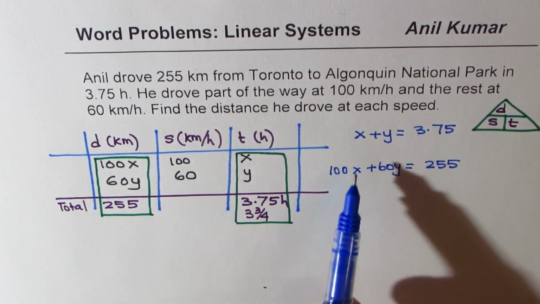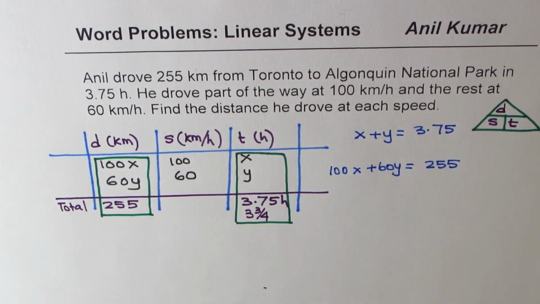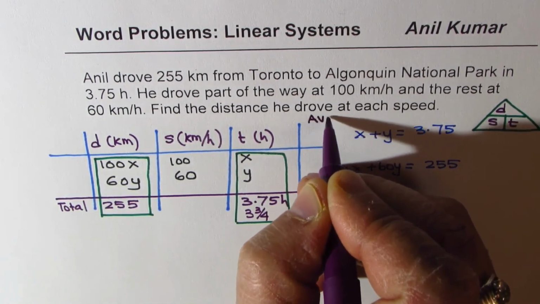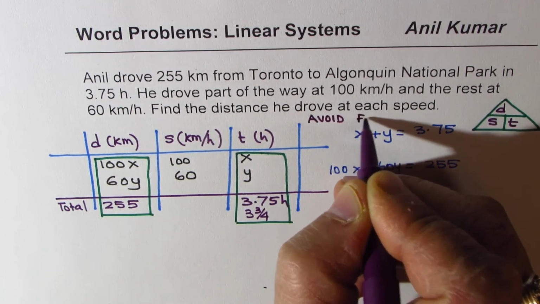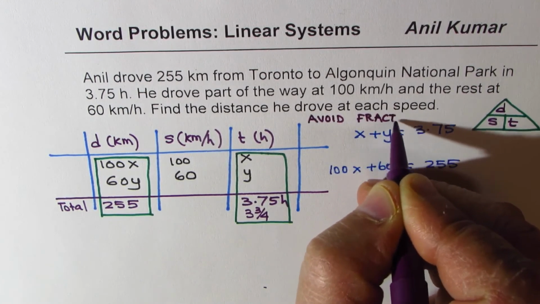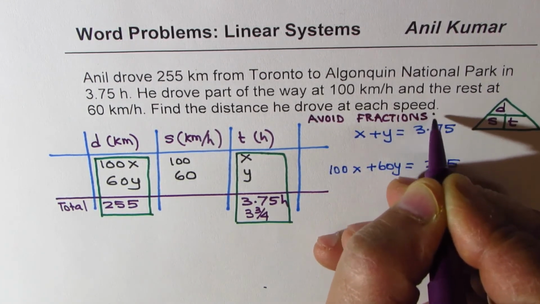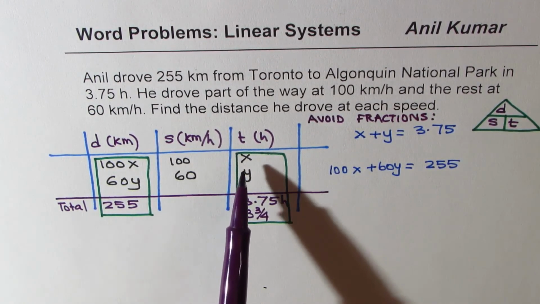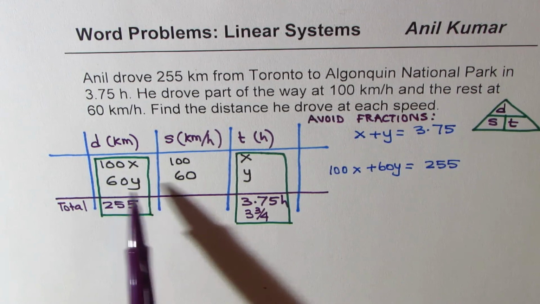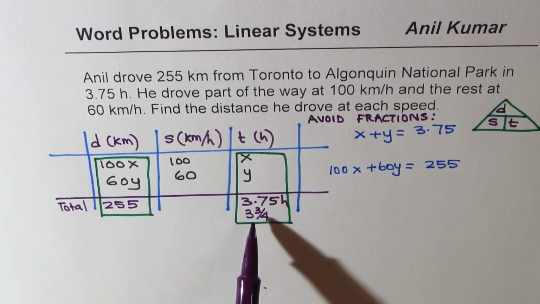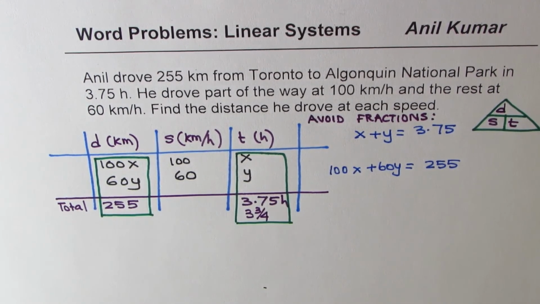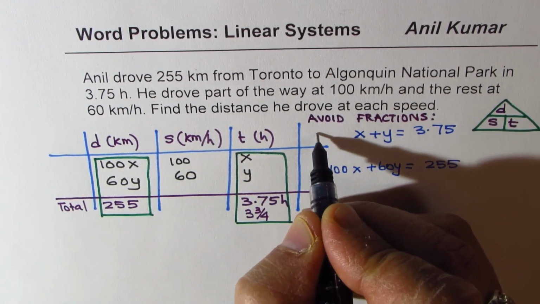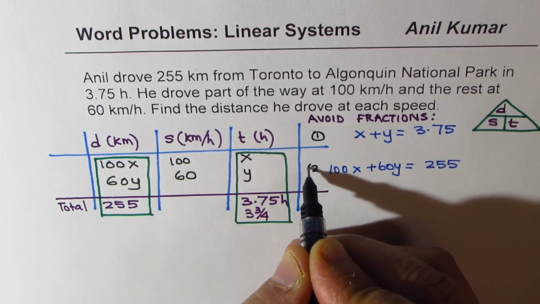Both these equations do not involve fractions. So that is what we have done in doing so. Avoid fractions. Did you see that? No fractions. At times, if you define x and y as distances, then you'll get time in fractions and you'll be working with numbers which are difficult to work with. So we have got two equations. Let me call them equation 1 and equation 2.